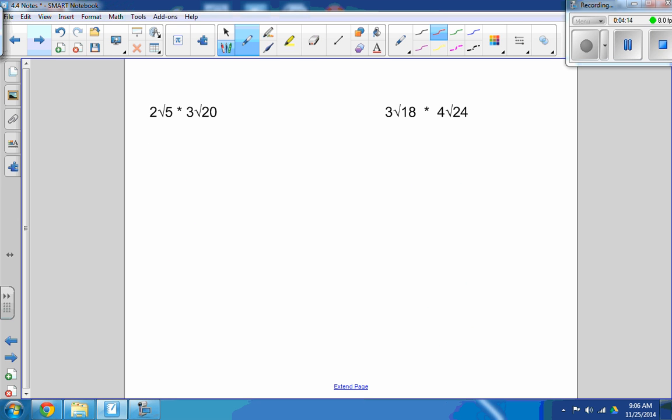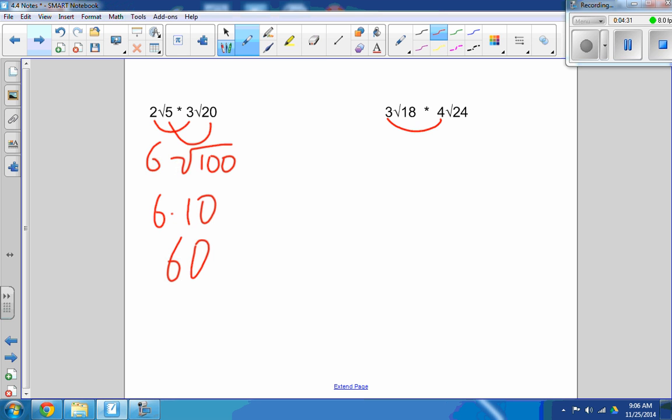2 square root of 5 times 3 square root of 20. So that's 6 square root of 100. Well, we know square root of 100 is 10. So 6 times 10 is 60. Now, I could go through the same process here and get 12 square root of 432, but I'm going to make my life a little bit easier. I can work with 18 and 24 easier than I can 432.